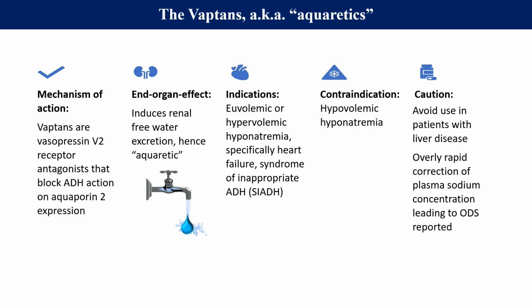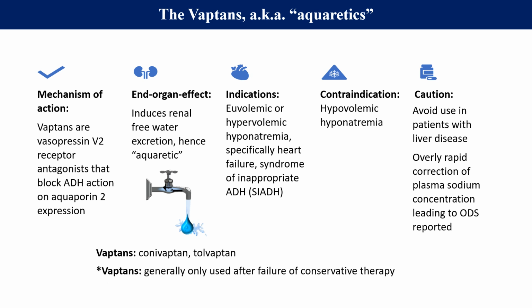It should be noted that overly rapid correction of plasma sodium concentration leading to the development of osmotic demyelination syndrome has been reported with vaptans. Close monitoring for the rate of sodium correction during vaptan treatment is warranted. Examples of vaptans include conivaptan, tolvaptan. Note that generally, vaptans are only used for refractory cases of hyponatremia associated with heart failure or SIADH.